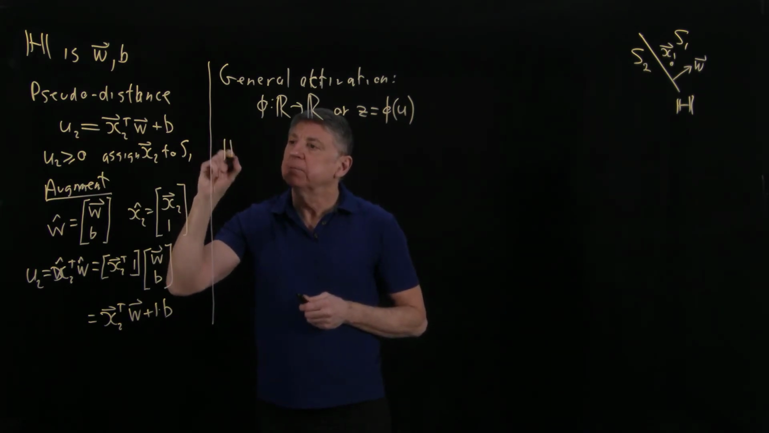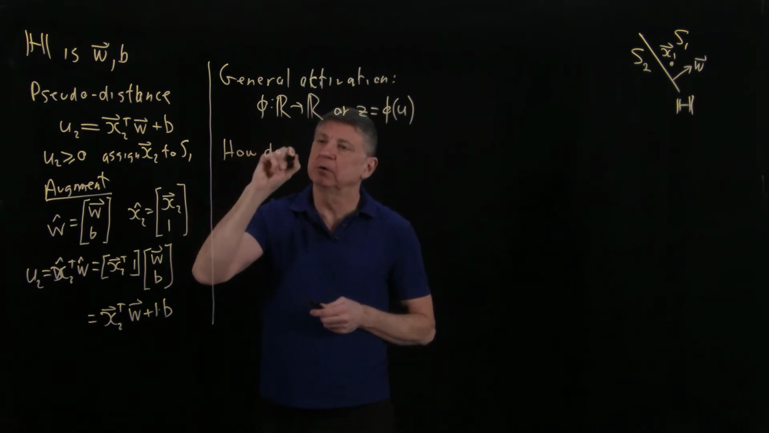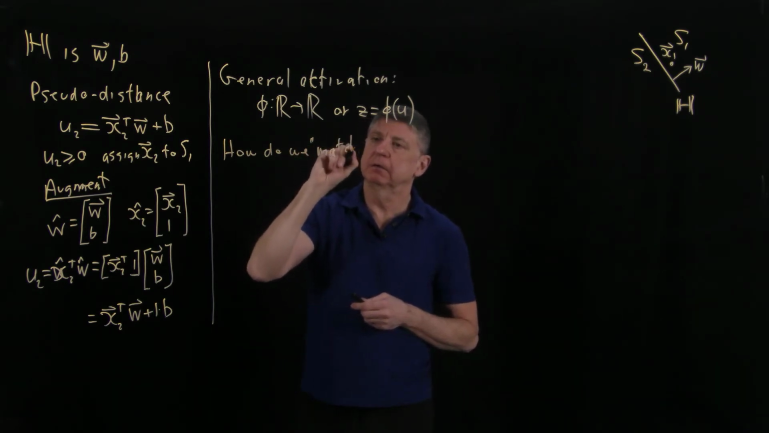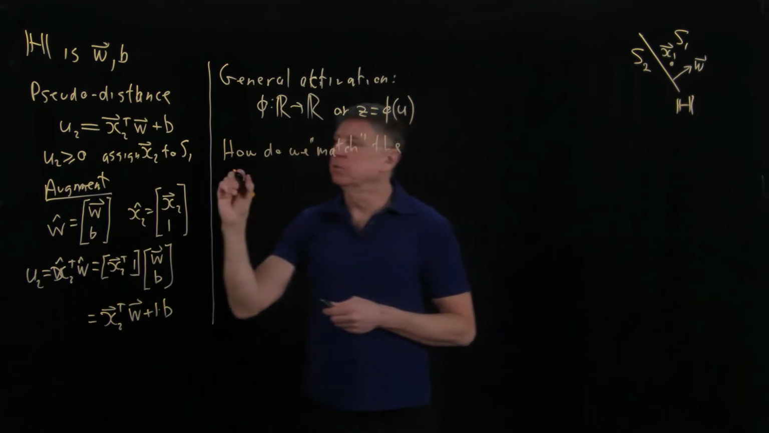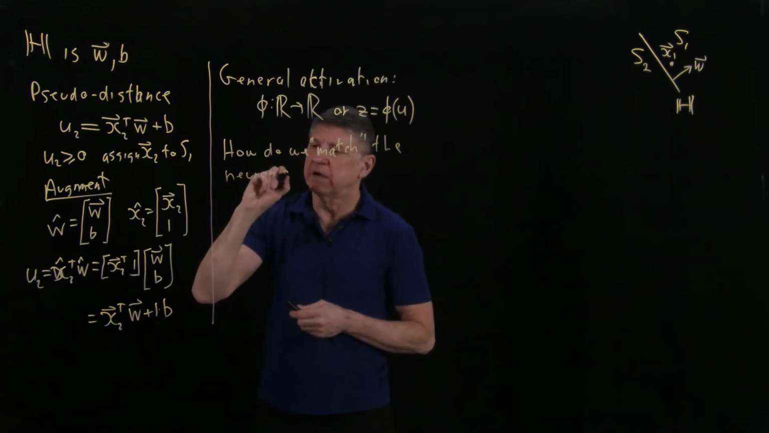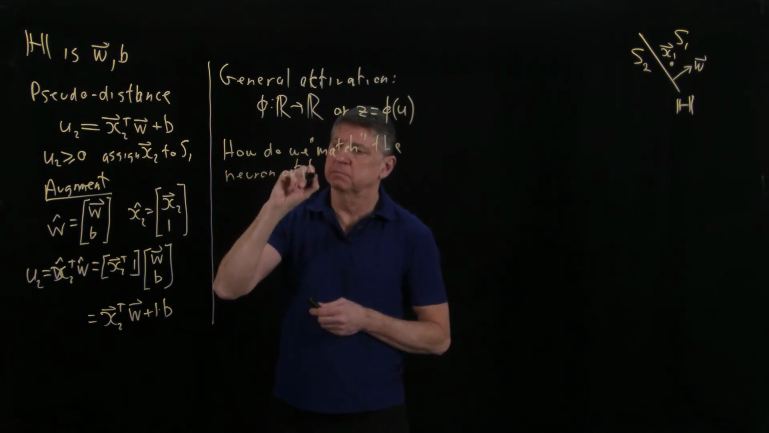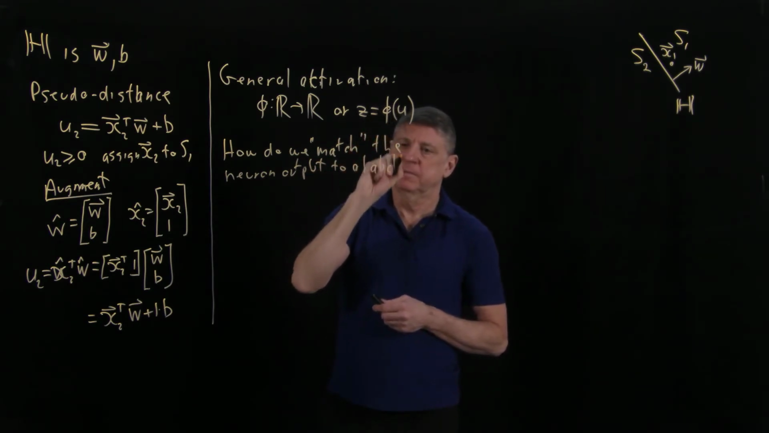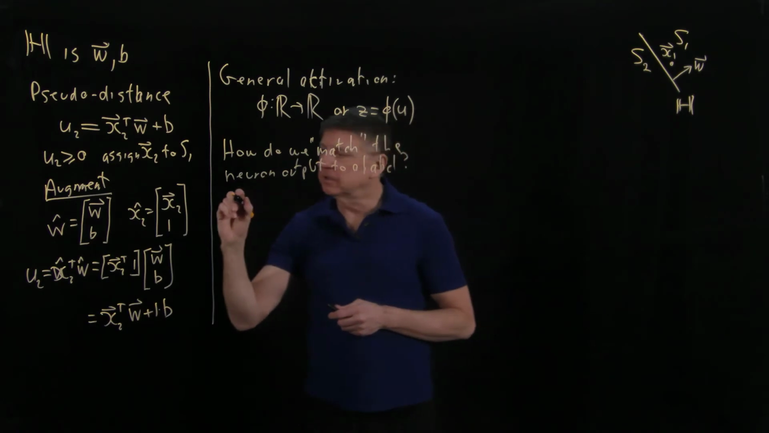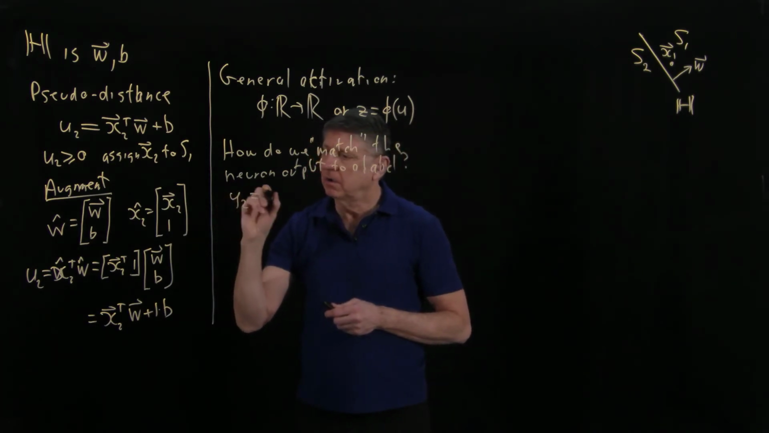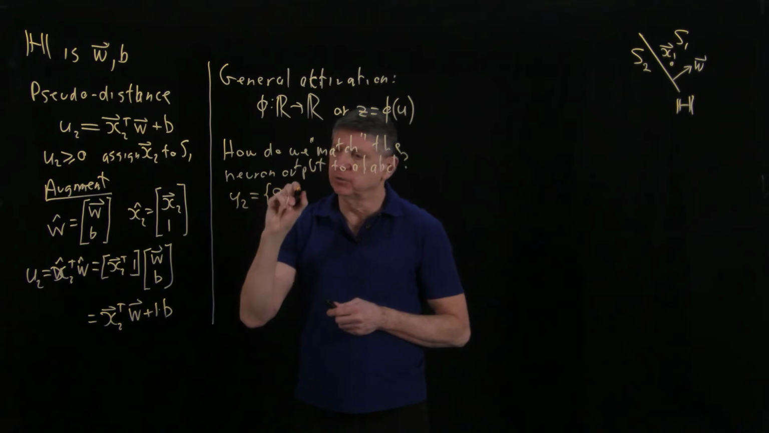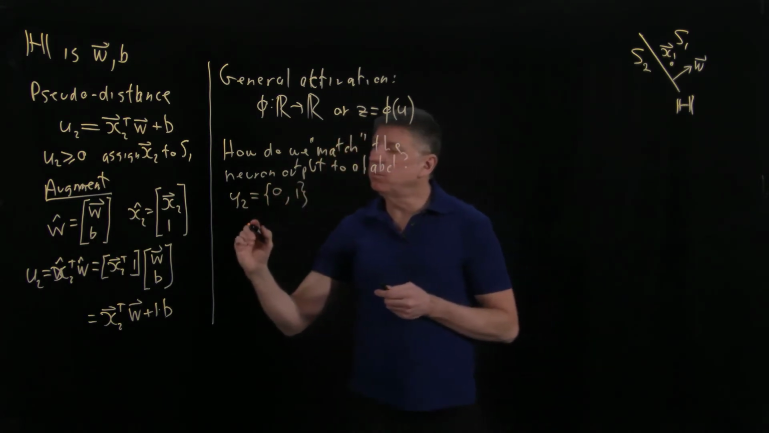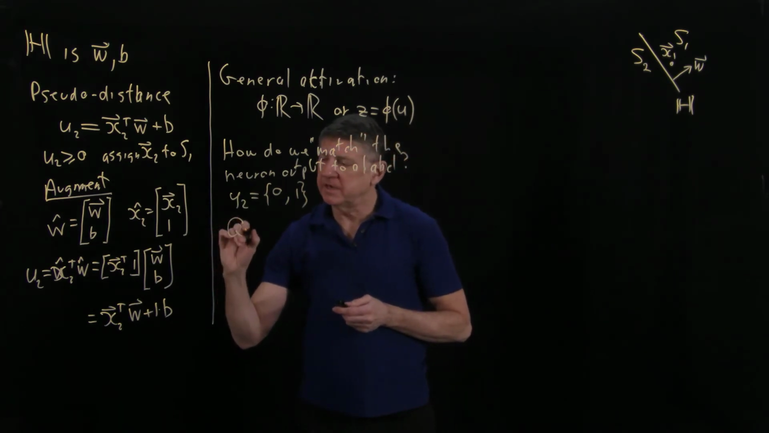So now, let's ask, how do we match the neuron output to a label? And let's recall that a label, y sub i, was either 0 or 1, and that's the convention that we have in artificial neural networks. Well, what we can do is we can quantize.